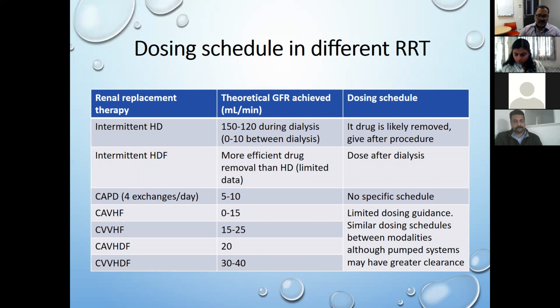And then you've got your continuous therapies. So these various clearances are achievable in the dosing schedule. There's limited dosing guidance really for these. We do refer to some papers about the clearance of select medicines, and similar dosing schedules occur between the modalities, but the pumped systems may have greater clearance. So your veno-venous often have a pump, so they can achieve higher levels of clearance.